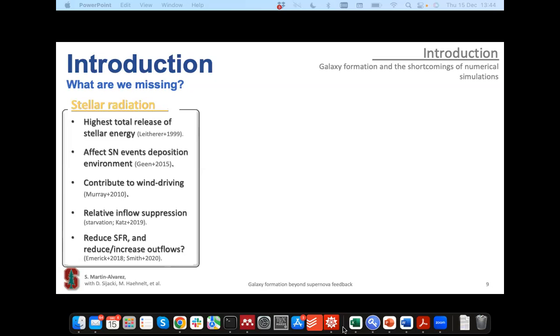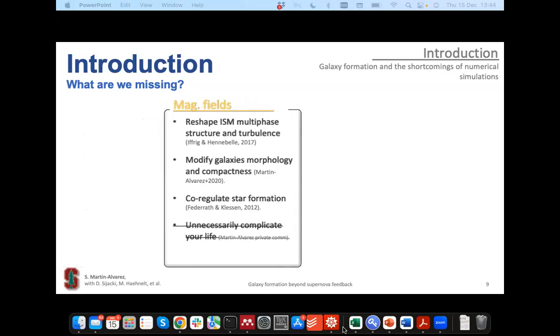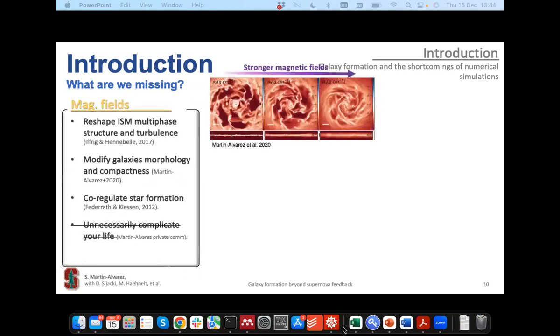I think that's kind of open these days. But there's other components that perhaps have a more clear effect on what's happening with your simulation. For example, magnetic fields. There's a lot of work in this area in the past few years, but we still haven't reached models that we're fully happy with in terms of magnetism. However, we know that including magnetism is going to affect the ISM appearance of your galaxies.